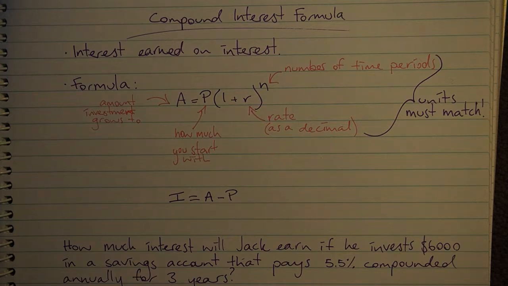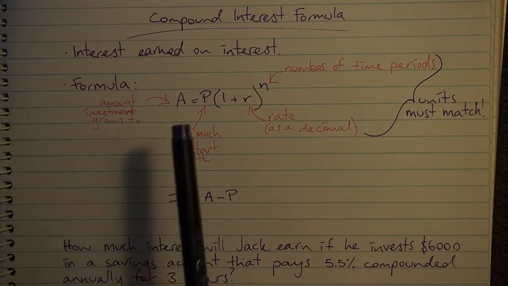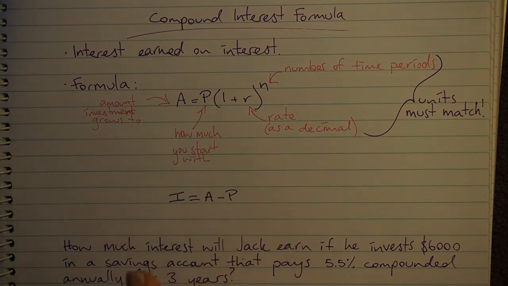Now after the second year, we earn our 10% interest on our $1,100, not on our initial investment of $1,000 like we would with simple interest. So that's our difference between simple interest and compound interest. So the compound interest formula is slightly more complex than the simple interest formula.